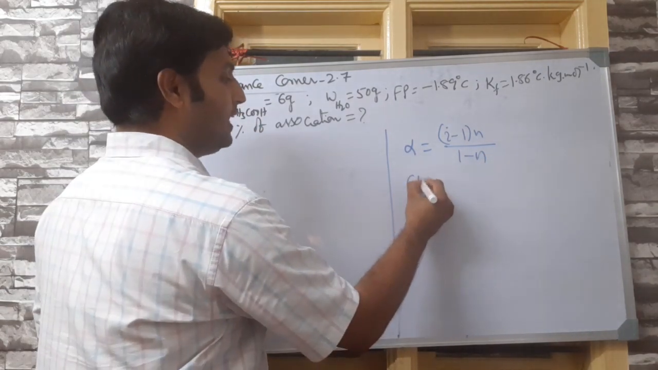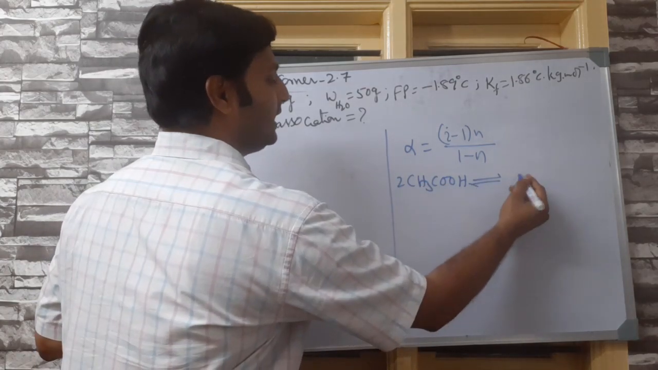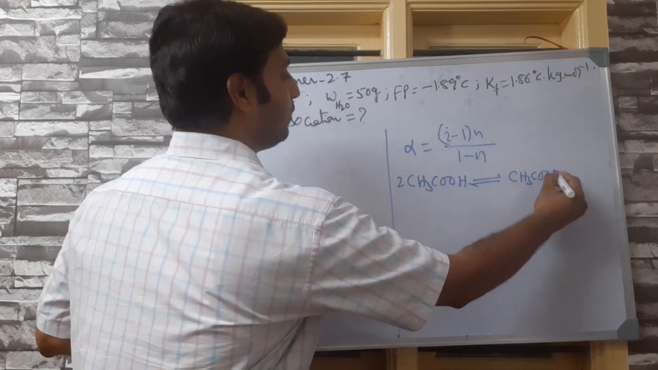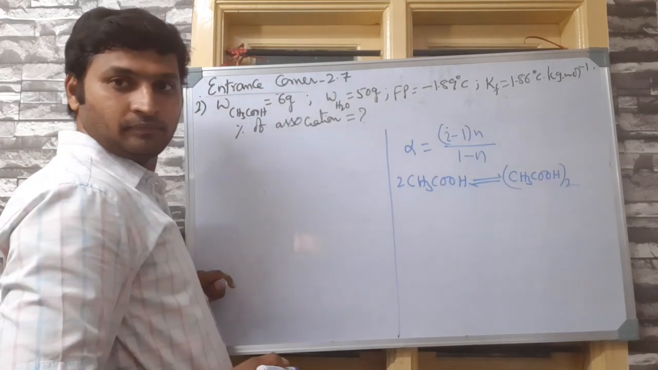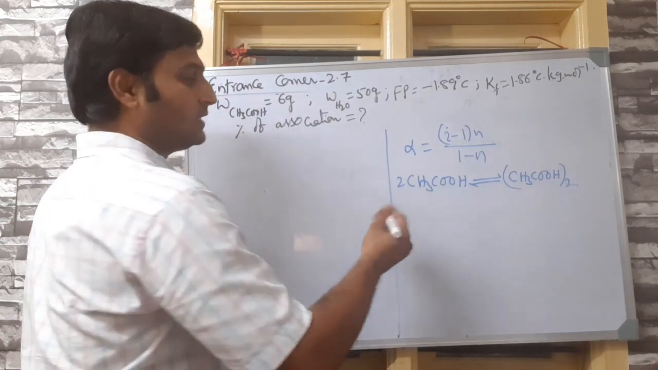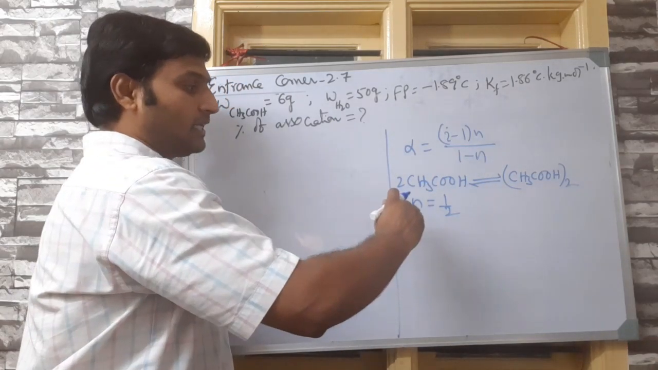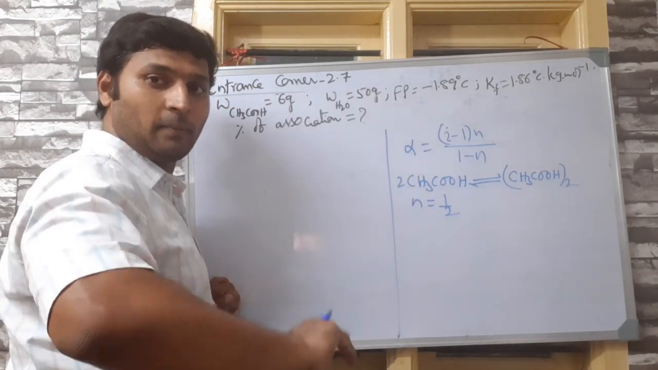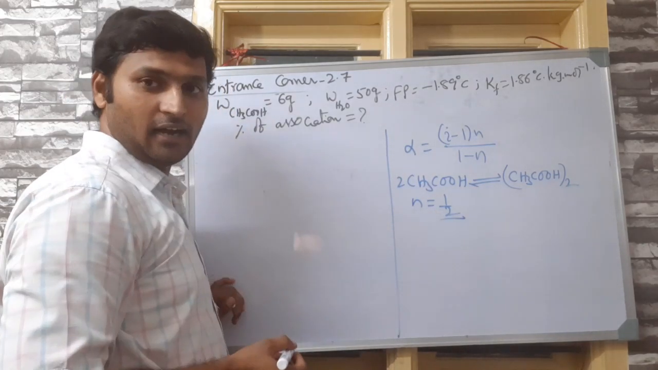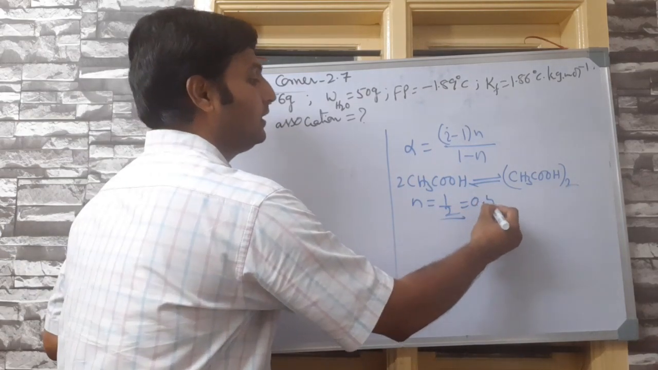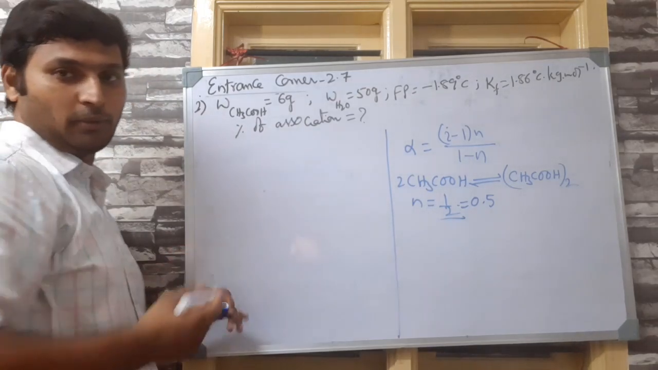You know very well acetic acid forms a dimer. So 2 moles of acetic acid undergo dimerization to form 1 mole, right? So 2 particles are becoming 1. That means the n value here is going to be half, because the number of particles is reduced by half. 2 becomes 1, 1 becomes half. So n value is half, 0.5. Now using that n value, the i value has to be calculated from here and proceeded.